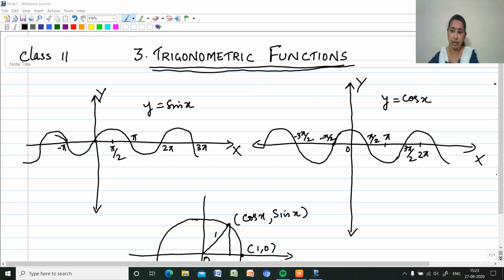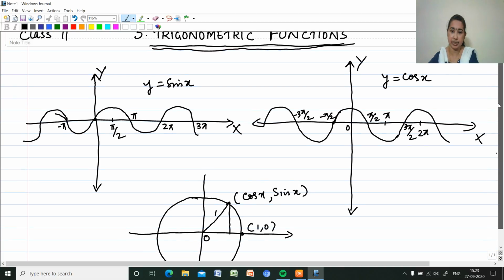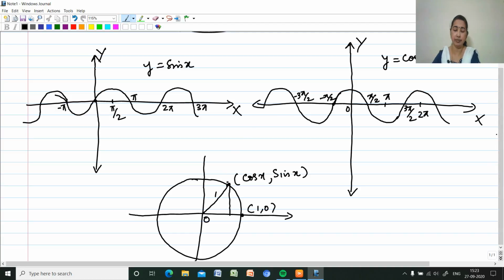So in a unit circle, we discussed radian measure. In a unit circle, we used to tell how many radians, and one complete revolution is 2 pi radians. 2 pi radians, that is one complete revolution. And we have 4 quadrants here.